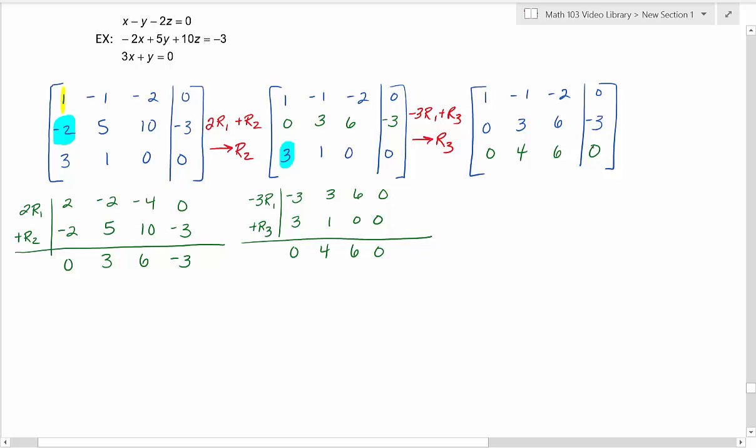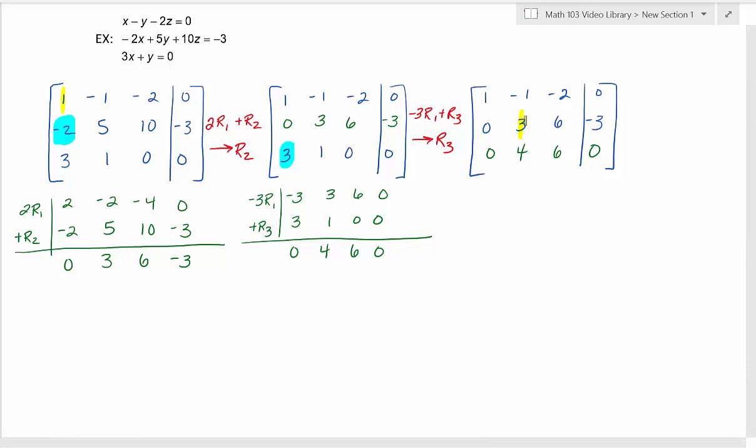And our column 1 is all set. Leading 1, first row, first column, zeros below it. The next thing we want to do, following our Gauss-Jordan elimination, is to turn this 3 in the second row, second column, into a 1.